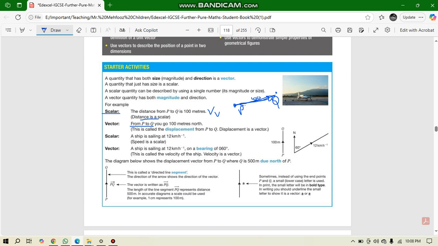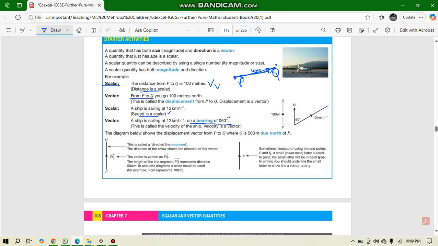A ship is sailing at 12 kilometers per hour. So this is also a scalar quantity because speed is a scalar quantity. And a vector is, for example, a ship sailing at 12 kilometers per hour on a bearing of 60 degrees. It means that now its angle is also given, so that's why it is a vector quantity, right? So here is the basic difference between the vector and the scalar.